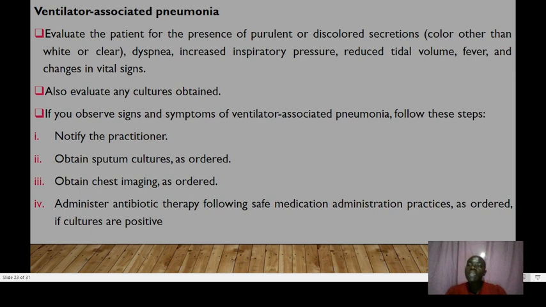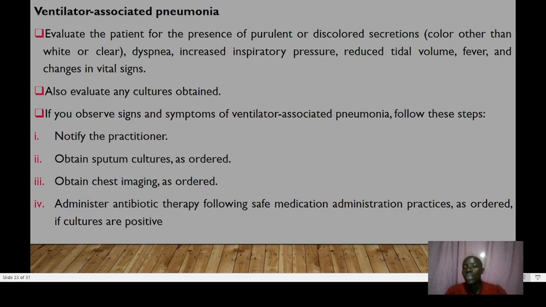Another complication is ventilator-associated pneumonia. So you have to evaluate your patient for the presence of purulent or discolored secretions, dyspnea or increased inspiratory pressure, reduced tidal volume, fever, and other changes in vital signs.